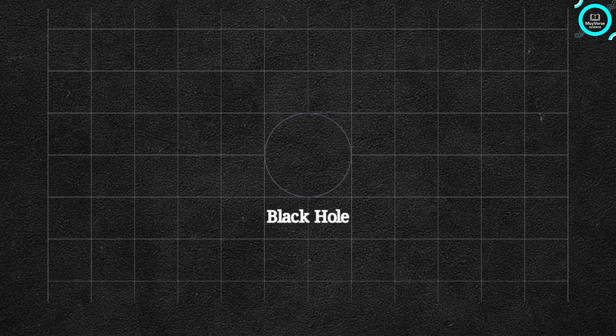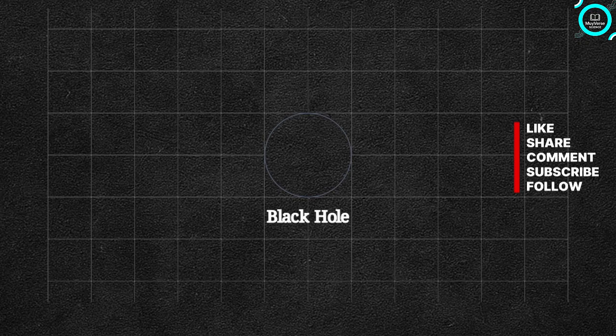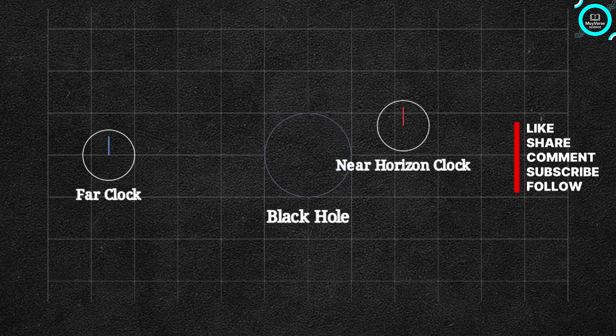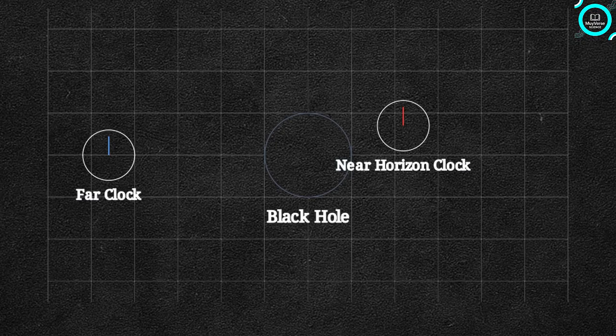Now let's add two clocks. The first clock is far from the black hole, so it ticks at a normal rate. The second clock is very close to the event horizon, so it ticks extremely slowly. Watch the hands carefully. The far clock ticks at a normal pace, while the near horizon clock barely moves.